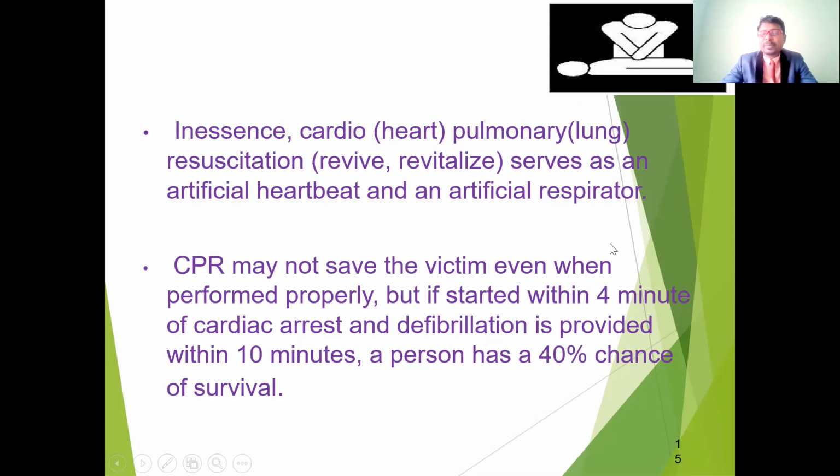However, CPR may not save the victim even when performed properly. Sometimes, even if you give it properly, after a time period, for example if you cross more than 10 minutes, we are not bringing back their normal functions.